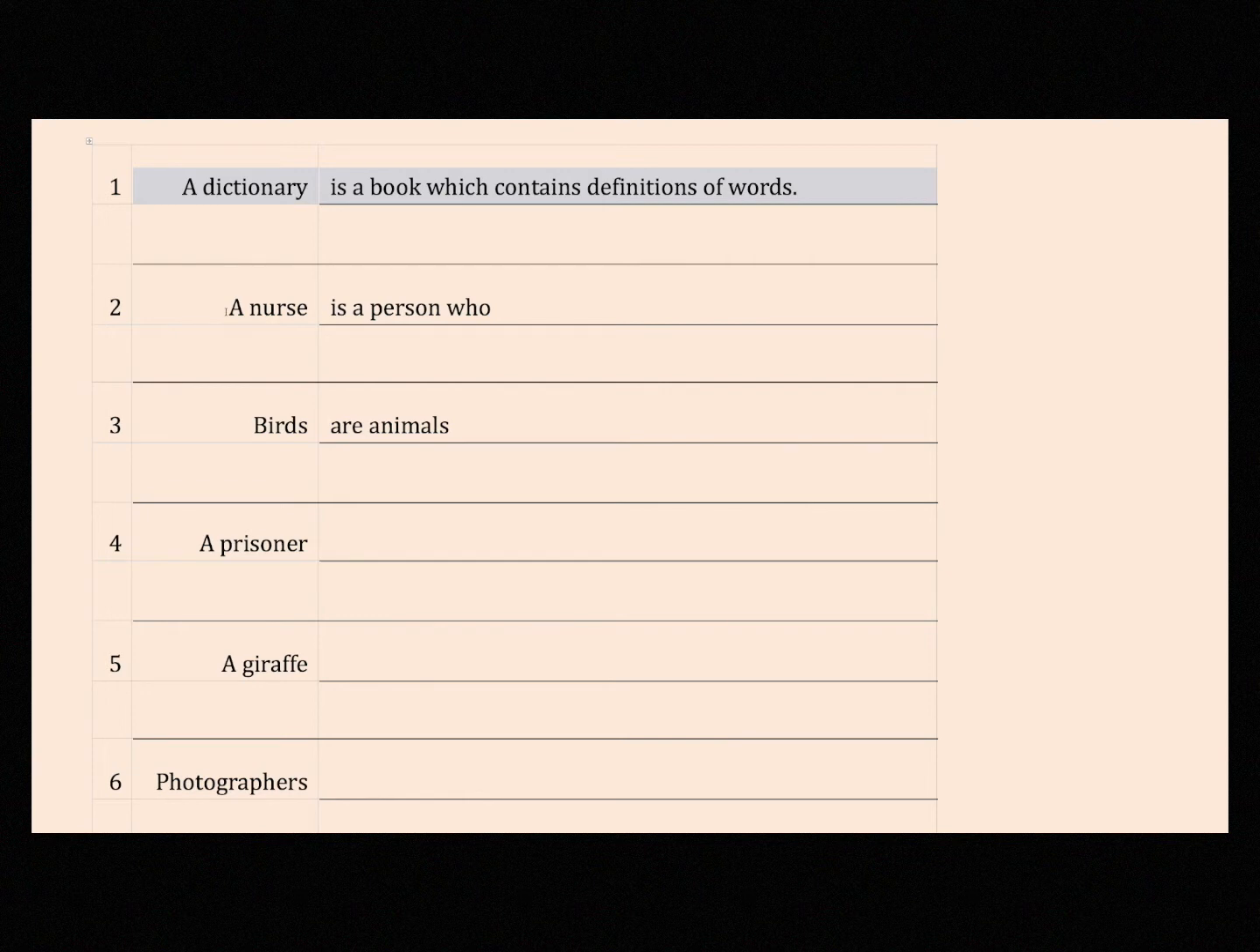Number 2, a nurse, it's a person who, okay, let's continue. Let's try to finish the sentence. A nurse is a person who, say for example, who take care of patients. Okay, let's look at the sentence. We use who because a person, it's people, and that's why we use who to refer to it. Okay, so a nurse, it's a person who take care of patients.